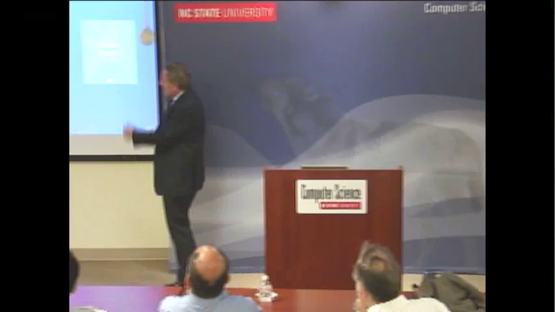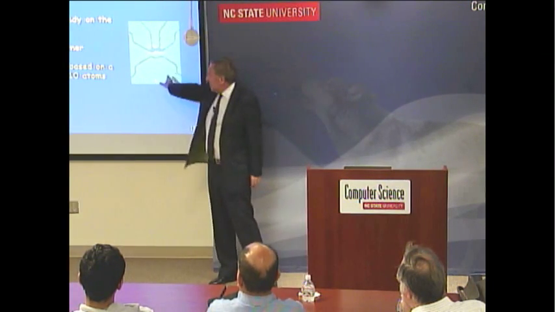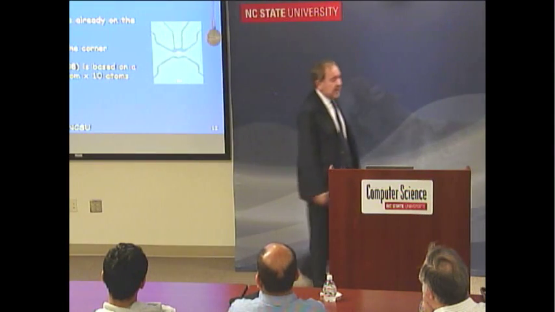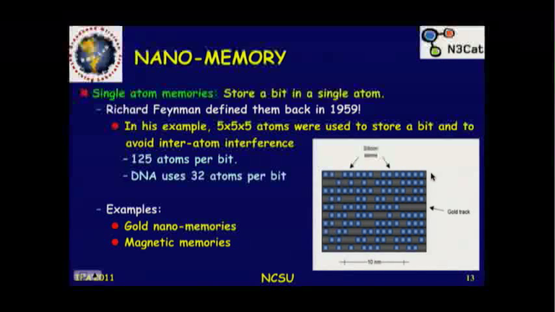So the nanoprocessors, most of the latest laptops already have nanoprocessors, the latest ones. They're like the 32 nanometer transistors, with 22 nanometer technologies around the corner. And you see here under the microscope, this is from the University of Manchester, that was back in 2008. It's a 1 atom, but 10 atoms, 1 nanometer transistor here, as you can see. So the nano memory is, so now the objective here is, how can we store a bit in a single atom? Okay? So that's the objective.